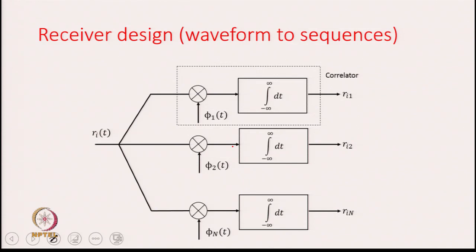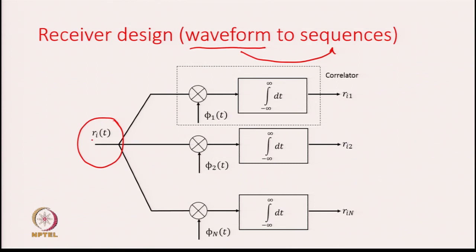The receiver solves the problem of converting a waveform into a sequence. So, I have a waveform which I call r_i(t). I pass this waveform through a multiplier. Again, this multiplier is fed with orthonormal function phi_1(t). So, at the output of the multiplier, I am going to have r_i(t) times phi_1(t), and then I pass it through an integrator which integrates this product from minus infinity to plus infinity, and what I get is this.